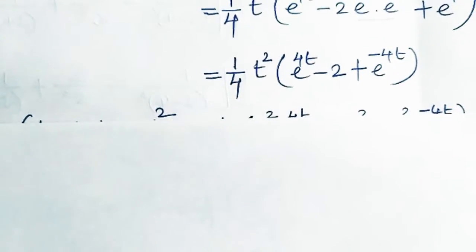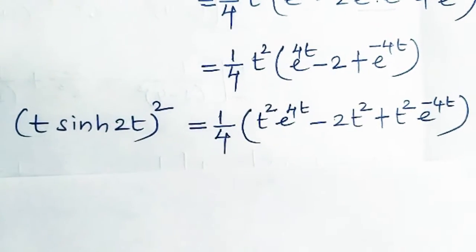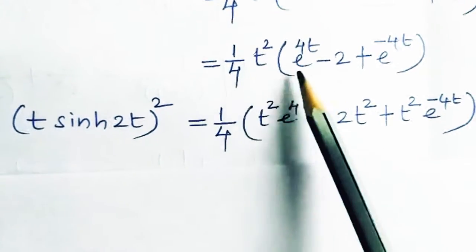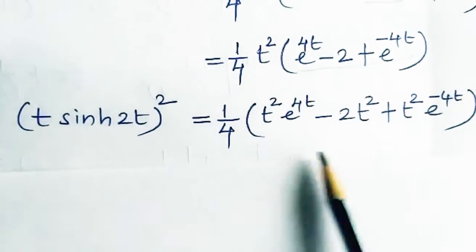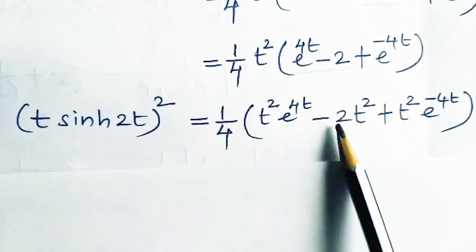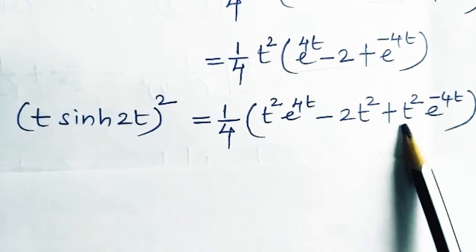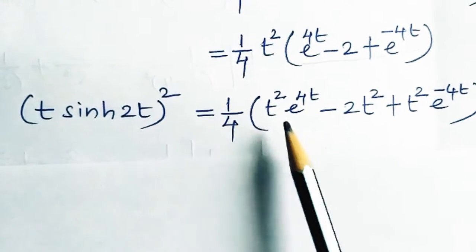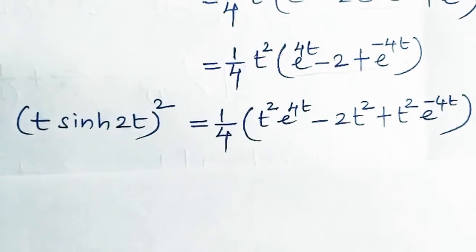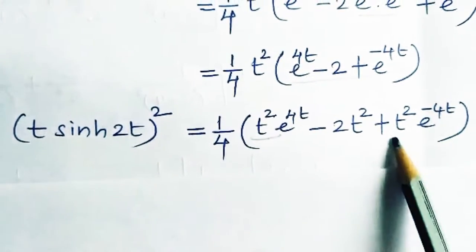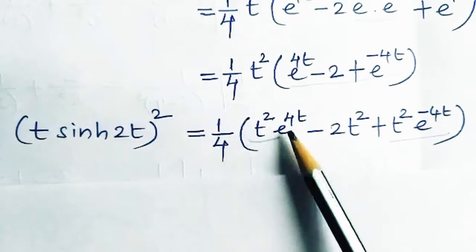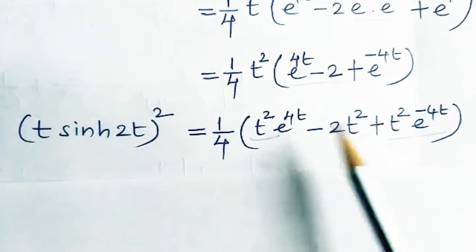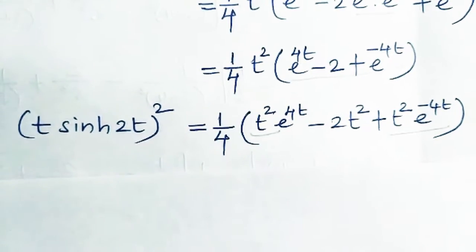So now we may rewrite once again as usual, just multiply t square with each term of this bracket. So it is t square e raised to 4t minus 2 times t square, plus t square e to the power of minus 4t. Now, if you look at here, we can find the Laplace transform. For the first term and the third term, it is t square e to the power of 4t, t square e raised to minus 4t. It resembles Laplace transform of t raised to n into f of t.